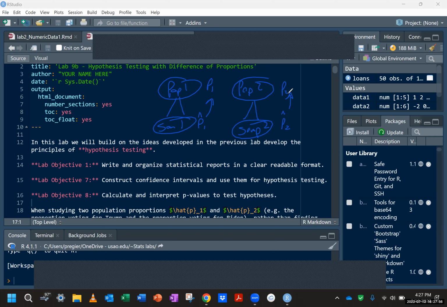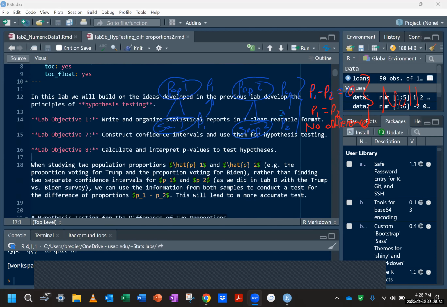And more so than that, we want to know, what is P1 minus P2? What's the difference of these proportions? And if the difference is 0, if P1 minus P2 equals 0, that's the same thing as saying P1 equals P2. That's the same thing as saying no difference. And that should sound familiar. No difference means that's our null hypothesis. So in a test, is there a difference? And the alternative will say yes, there is some kind of difference. So that's the underlying paradigm for this lab.